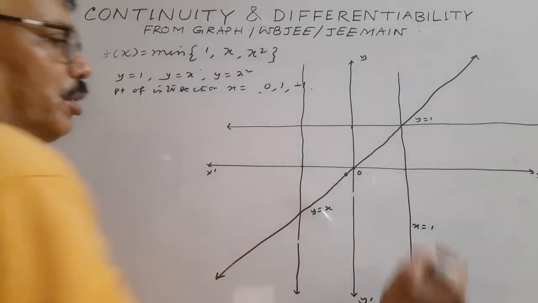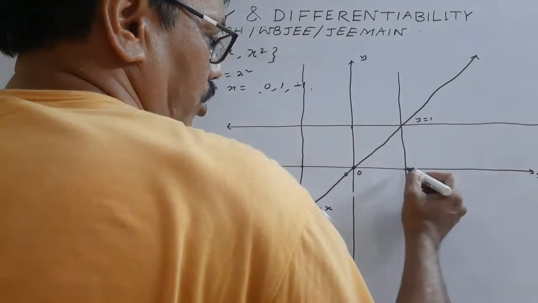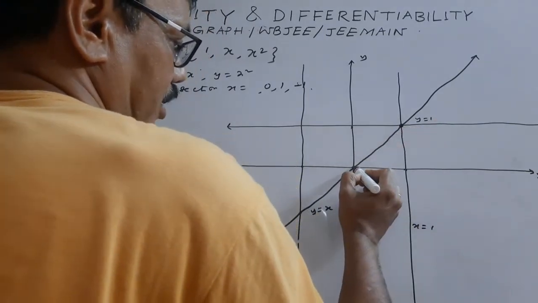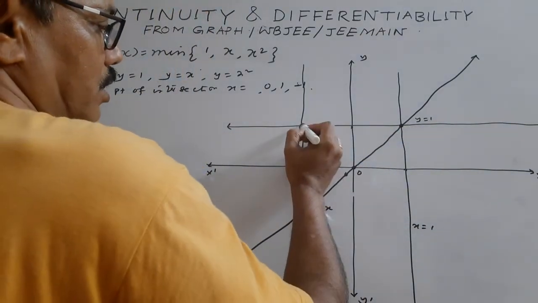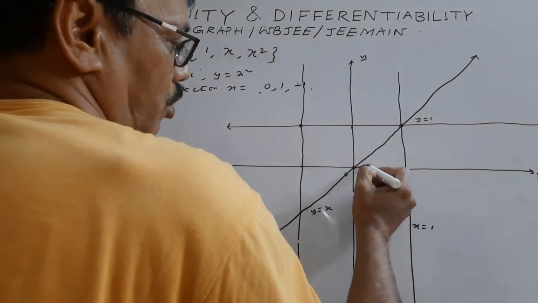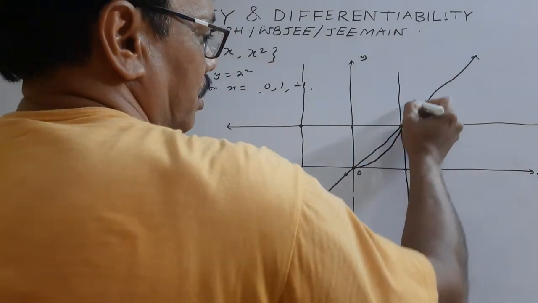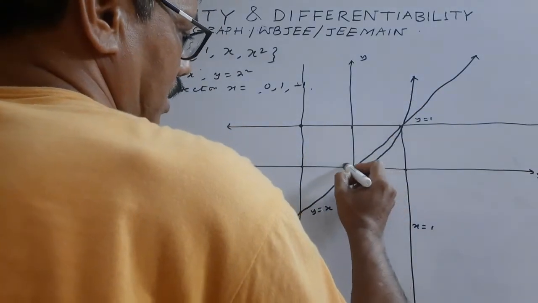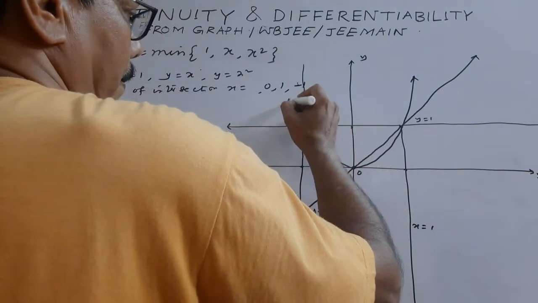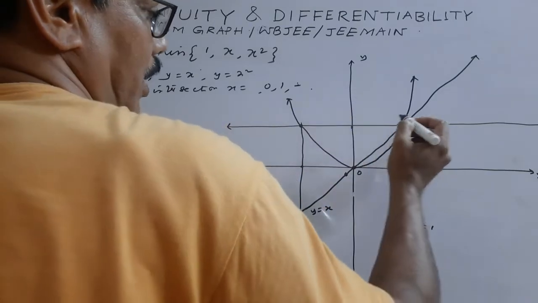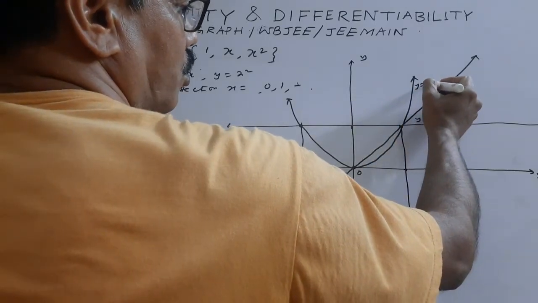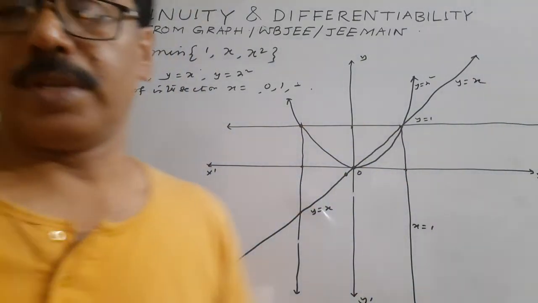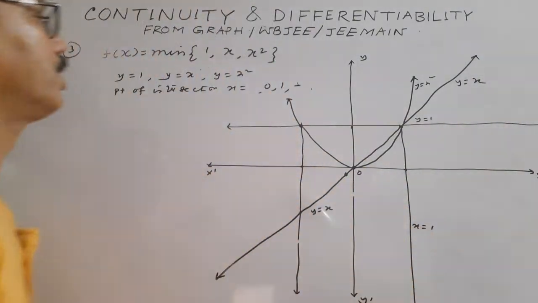This is also a parabola. At 0, it is 0. At x equals 1, it is 1. At x equals minus 1, it is 1. So you know this is a parabola, with this one and this one. This is the parabolic nature. Y equals x square, y equals x.